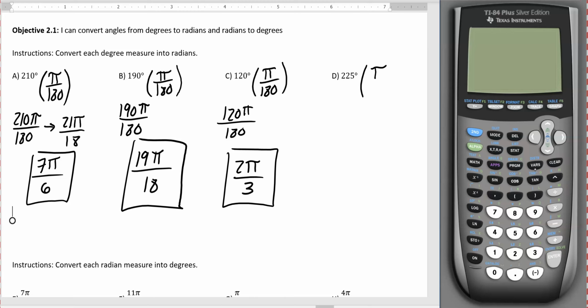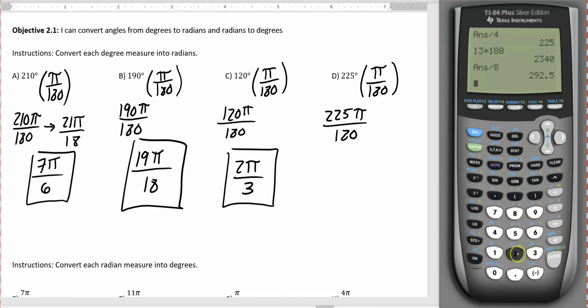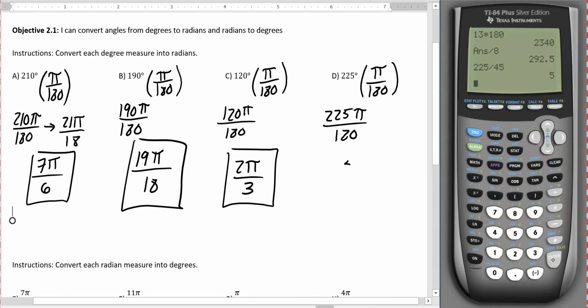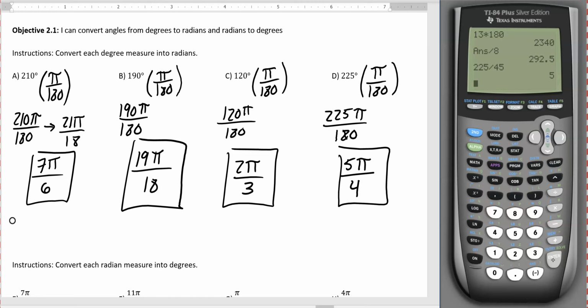225 degrees multiplied by pi over 180. So let's see here. 225 pi over 180. I believe 225 is divisible by 45. Let's double check. 225 divided by 45 is 5. Yes, so this will become 5 pi over 4 because I can divide both 225 and 180 by 45. And that's converting from degrees to radians.